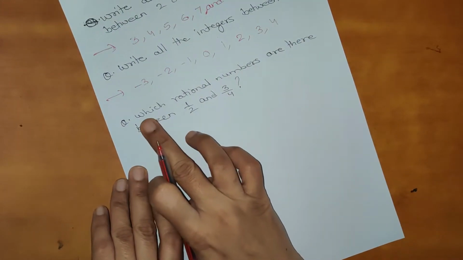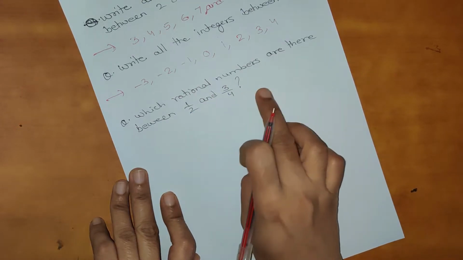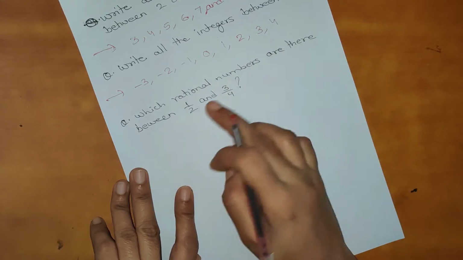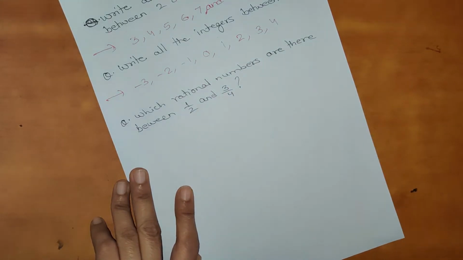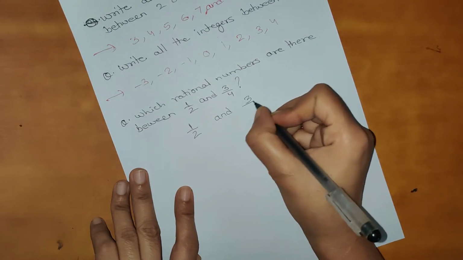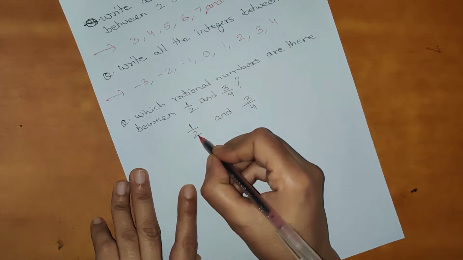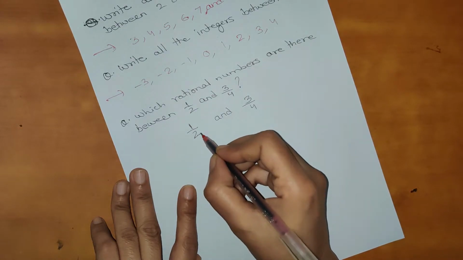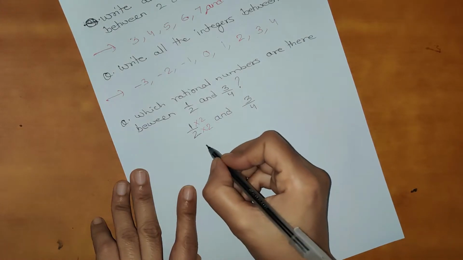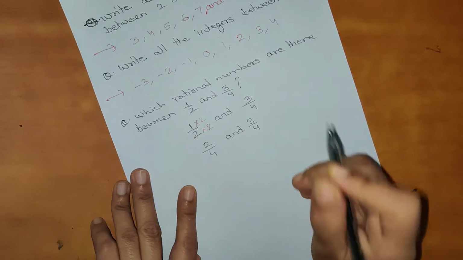Now it is given: which rational numbers are there between 1 by 2 and 3 by 4? If the denominators were the same, you could say quickly, but here the denominators are not the same. Here the denominator is 4, but there it is 2. So we can make it 4 by multiplying by 2, and the numerator is also multiplied by 2. So you will get 2 by 4 and 3 by 4.